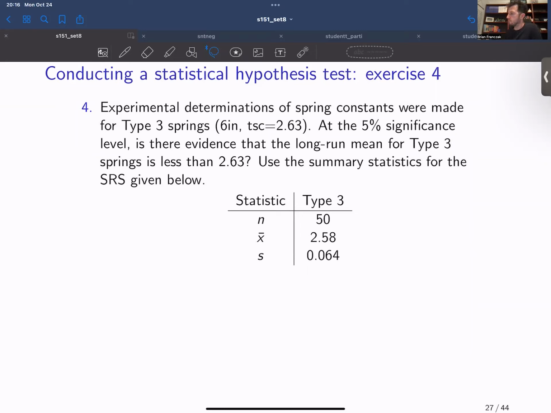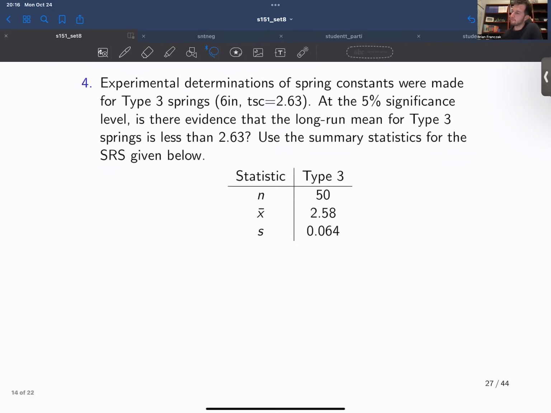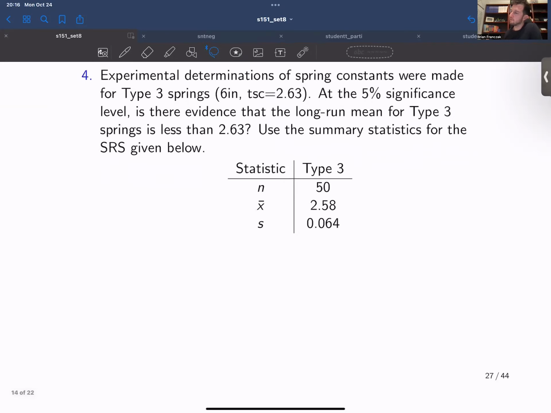In this video, we're going to work through the hypothesis testing exercise given on slide 27 of lecture set 8. In this exercise, experimental determinations of spring constants were made for type 3 springs, which are 6 inches and have a theoretical spring constant of 2.63. At the 5% significance level, is there evidence that the long run mean for type 3 springs is less than 2.63? Use the summary statistics for the SRS given below.